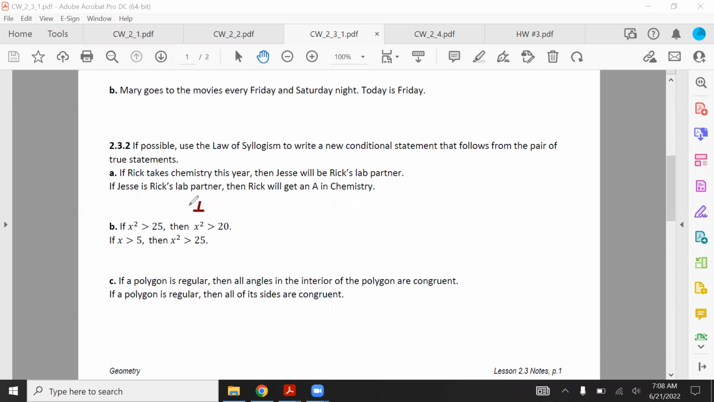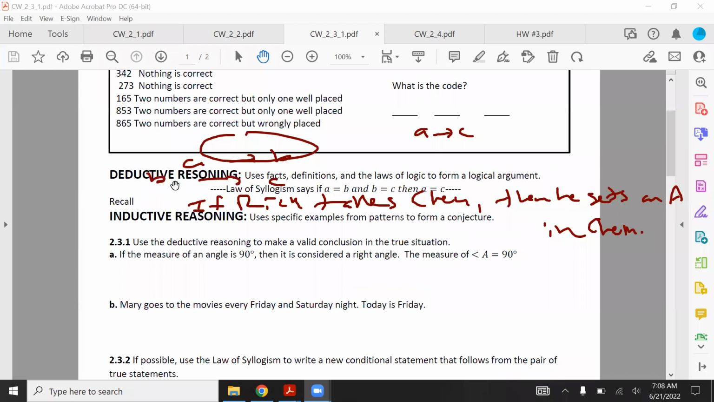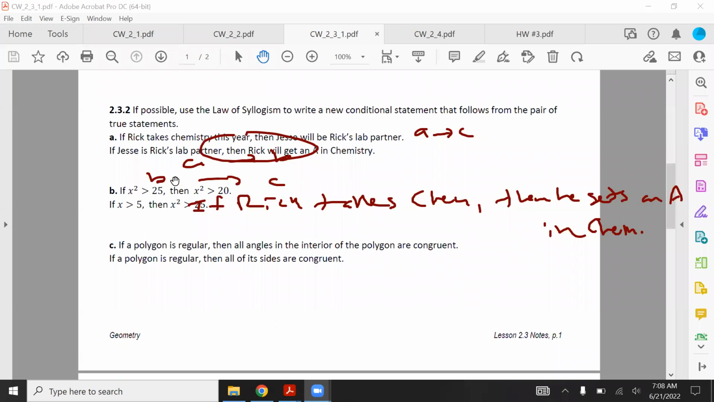So then you could say, if Rick takes chem, then he gets an A in chem. Because that's A leading to B, and that's B leading to C, therefore A leads to C. That's a lot of syllogism. That's what is pronounced as syllogism, and that's what's being said up there. So you're doing something similar for parts B and C. So I'll have you guys try that.